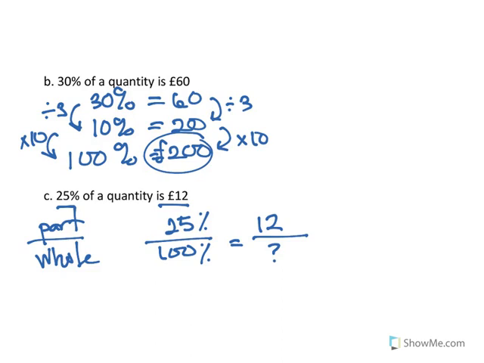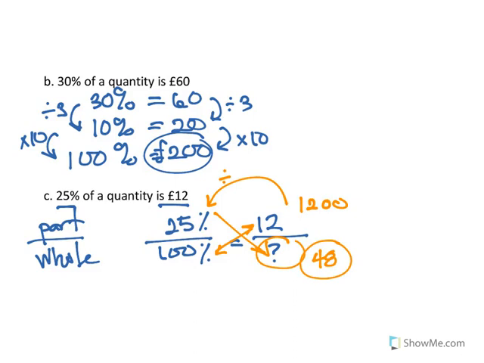Now, to find the missing amount, all we have to do is cross multiply. When we cross multiply, we multiply the two numbers that we know diagonally. So this makes 100 times 12, which makes 1200. And then you divide by the remaining number. So 1,200 divided by 25, which then turns out to be 48.